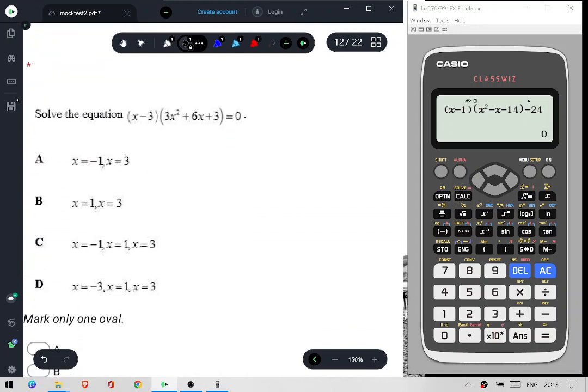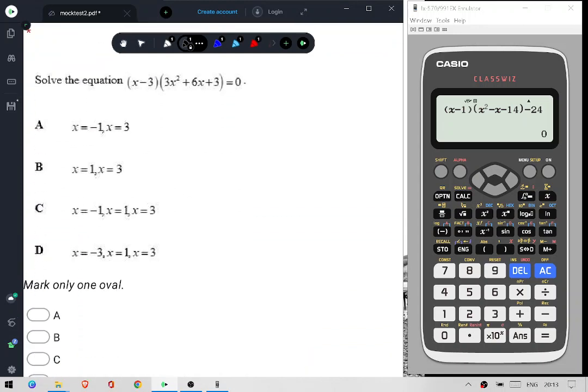Okay, next. Solve the equation. X minus 3. 3x squared plus 6x plus 3. Sudah. Oh, senang je. Okay. Solve the equation. Solve the equation, kita solve sahaja. Jangan pening-pening, jangan kau pergi gatal pergi expand. Kau expand lagi kau cari menahas. Sebab dia dah bagi discount over there.